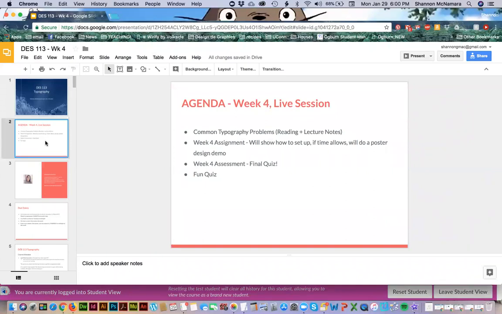So our agenda for this evening, we're going to go over some common typography problems. We're going to take a look at the week 4 assignment. I'm definitely going to show you how to set it up, and if time allows, I am going to do a poster demo. And then for the week 4 assessment, you actually have a final quiz. So I just wanted to make you aware of that. And then I am going to do a fun little quiz tonight in the slides. So fun for people who are here and for those who may be watching on the YouTube video at home.